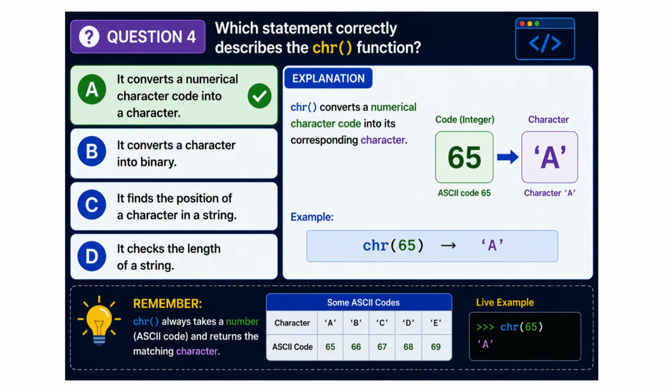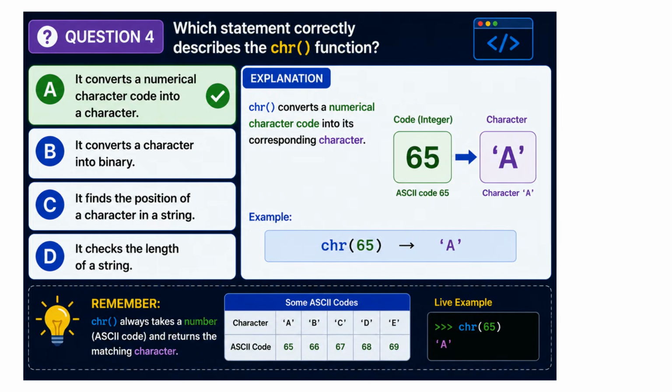For example, ASCII code 65 represents the uppercase letter A. So, CHR 65 returns A. Remember, CHR takes a number and returns its corresponding character.